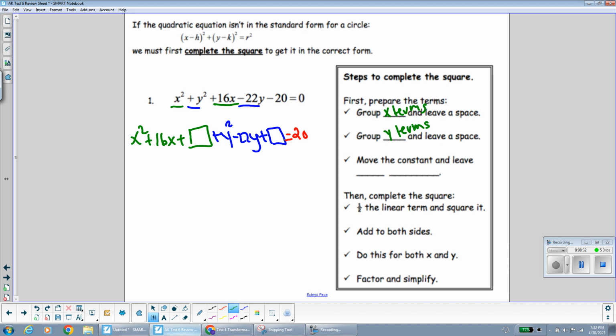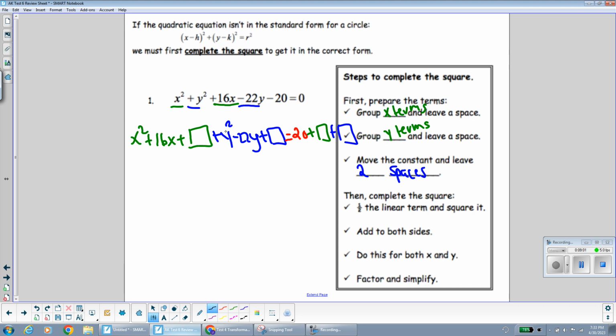So if we're adding these two things that we don't know yet that we're going to find to the left side of the equation, we're also going to have to add them to the right side of the equation to keep our equation balanced. So I'm just going to make the same two boxes over here, just to remind myself that whatever I add here and here, I also have to add to the other side to keep my equation balanced. So move the constant and leave two spaces.